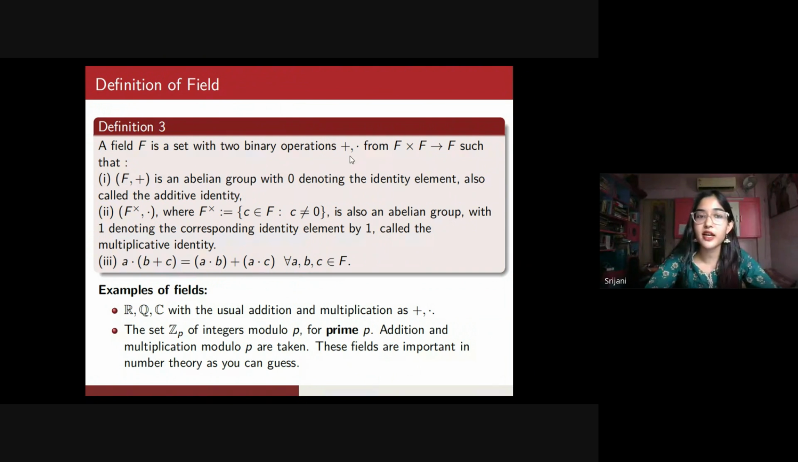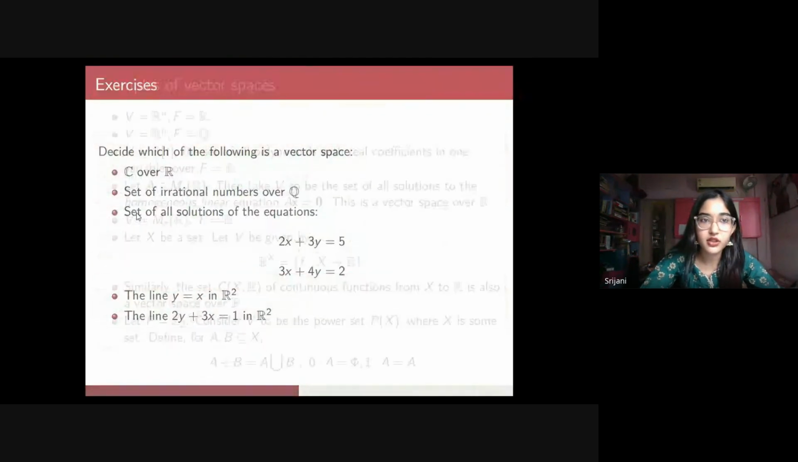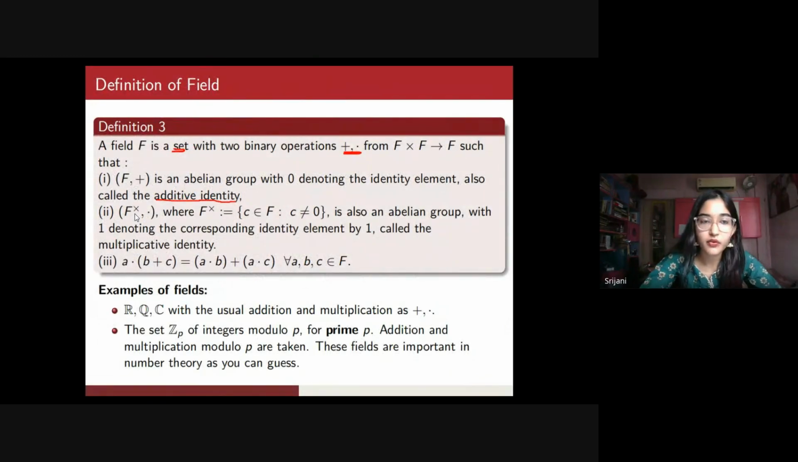So a field is, again, a set with two binary operations, plus and dot. F with plus again forms an abelian group, where 0 is the additive identity. Now, answering this question, dot will also form a group, but with this set F cross, the set of all the non-zero elements of F. Otherwise, R wouldn't form a field, because 0 doesn't have an inverse.